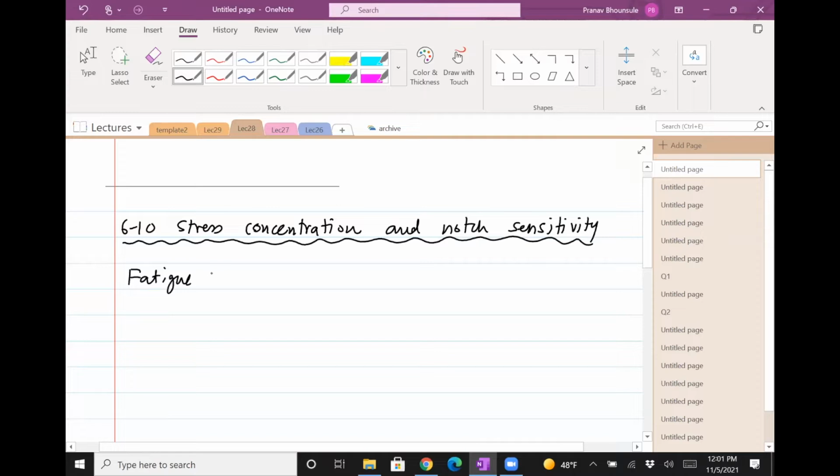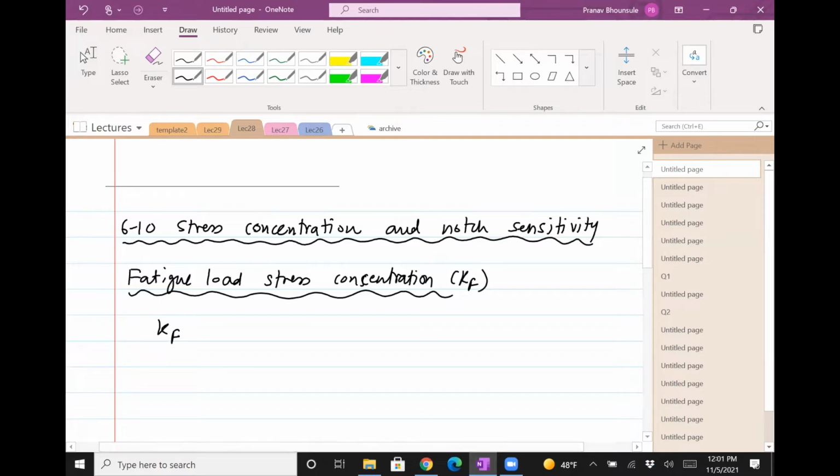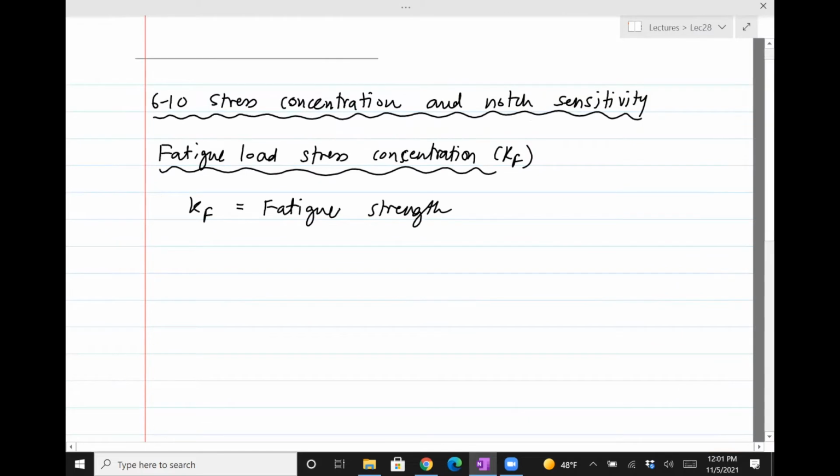Fatigue load stress concentration. So if you recollect, stress concentration for static load was the stress without the change in geometry to the stress where the geometry was regular. Similarly, we can write fatigue load stress concentration as the fatigue strength of, in this case, the discontinuity is due to a notch, the notch-free specimen.